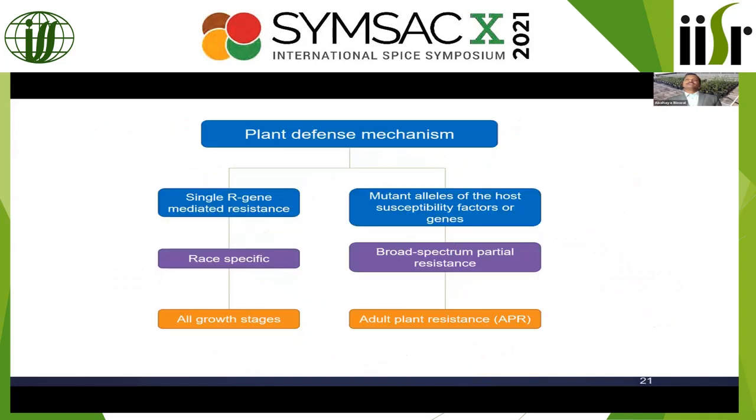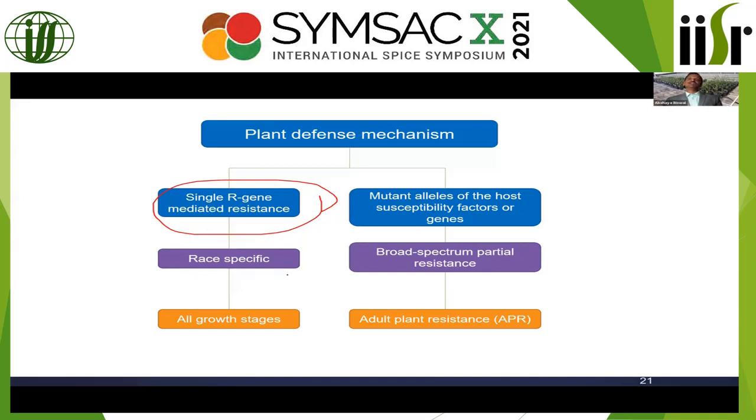More than 200 genes have been discovered for wheat rust, different kinds of wheat rust. And mainly these genes can be divided into two subcategories. The single R gene mediated resistance depends upon the gene to gene interaction between the host and pathogens. The pathogens have a kind of gene called avirulence genes, and these genes interact with that to give resistance. In case there is a mutation in the pathogen AVR gene, these genes will fail.